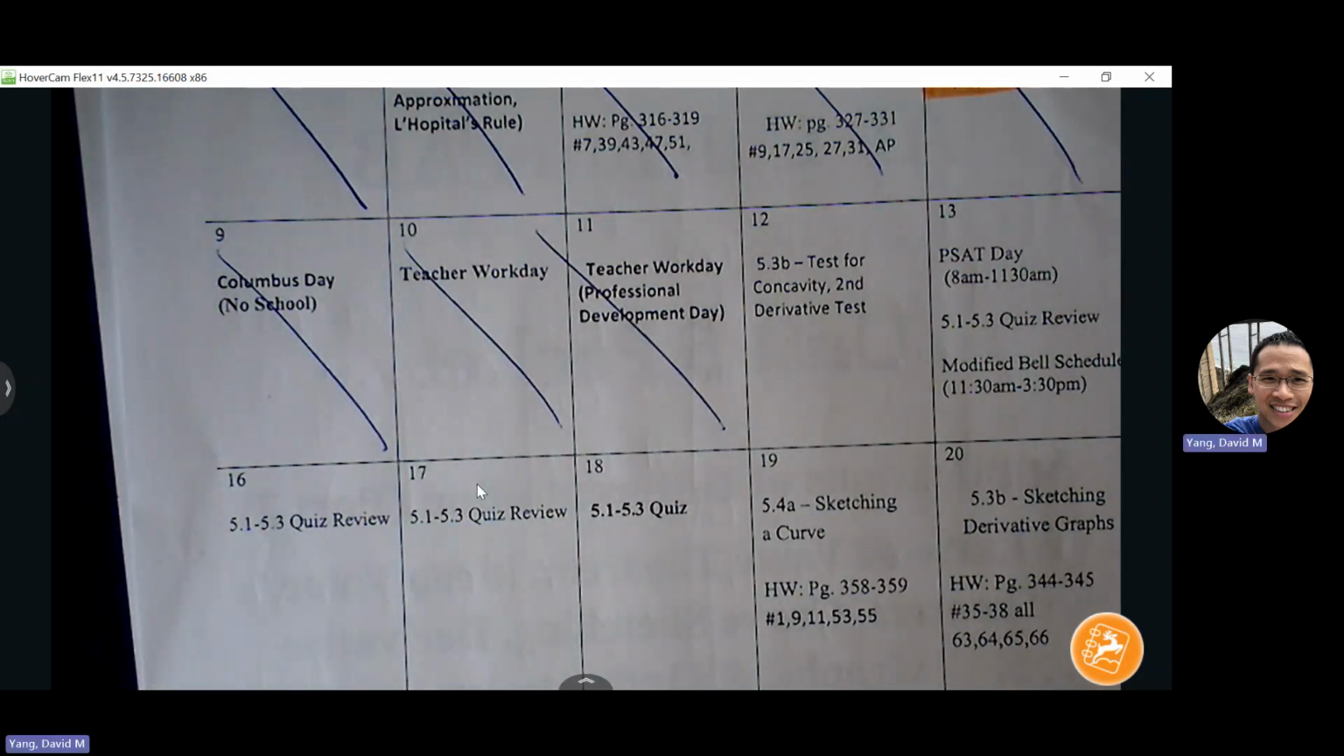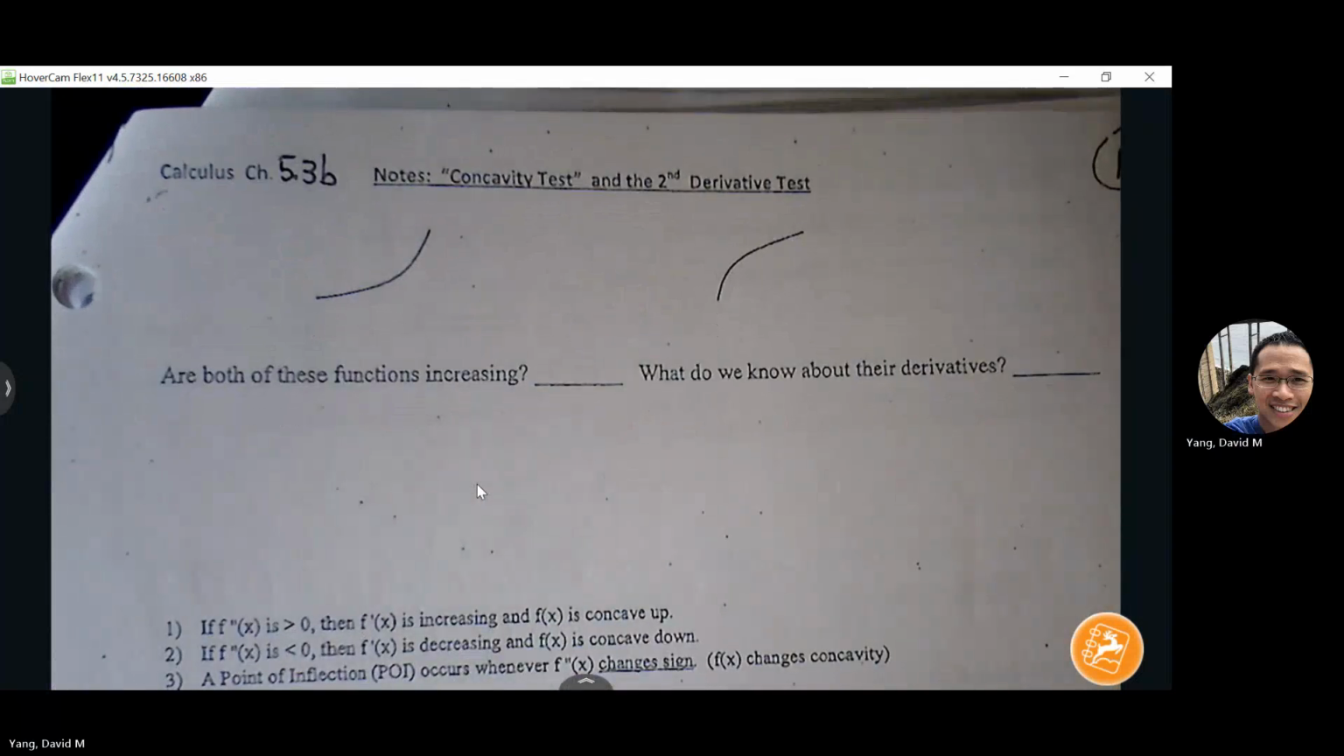Okay, so let's turn to page 17. And this is called the test for concavity. I say concavity test at the top, but the test for concavity is probably the better way of saying it.